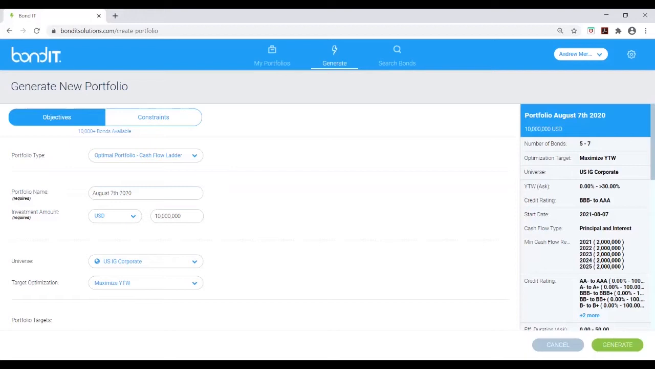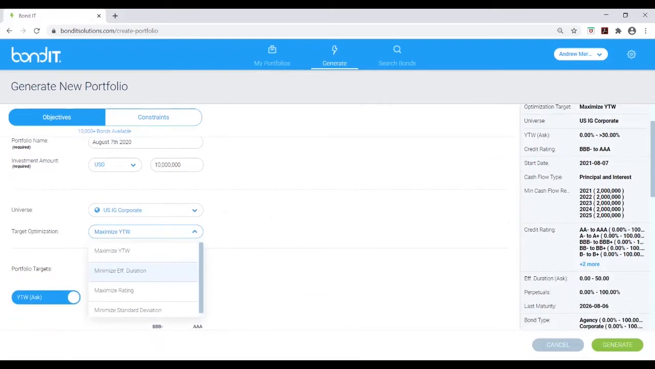Next, we can choose our target optimization, where the bondIT algos really shine, from a variety of target functions. We could select maximize yield, minimize duration, maximize rating, minimize standard deviation, and even a host of others not shown here, such as maximize ESG quality. For today's portfolio, we'll select maximize yield.